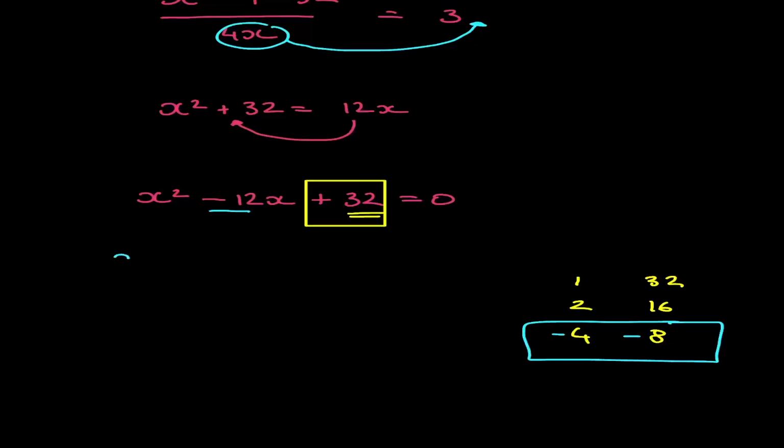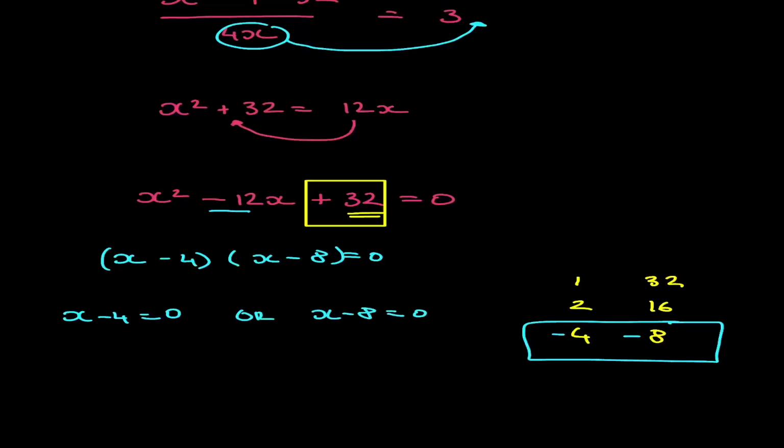So this quadratic in factorized form would be my two factors, (x minus 4)(x minus 8) equals 0. And then using the null factor law, either the first factor equals 0 or the second factor equals 0. And if we rearrange this, we get x equals 4 or x equals 8.